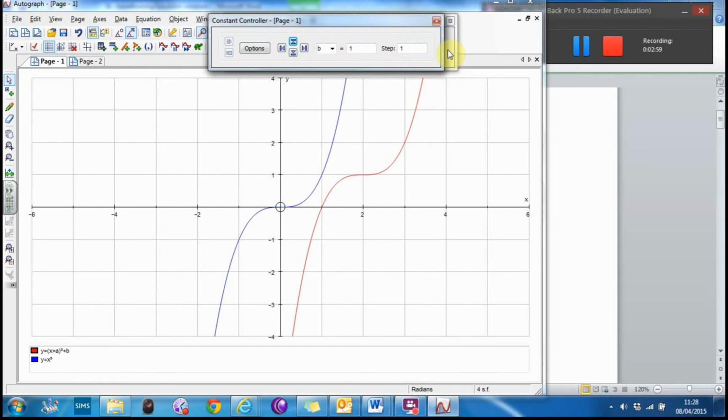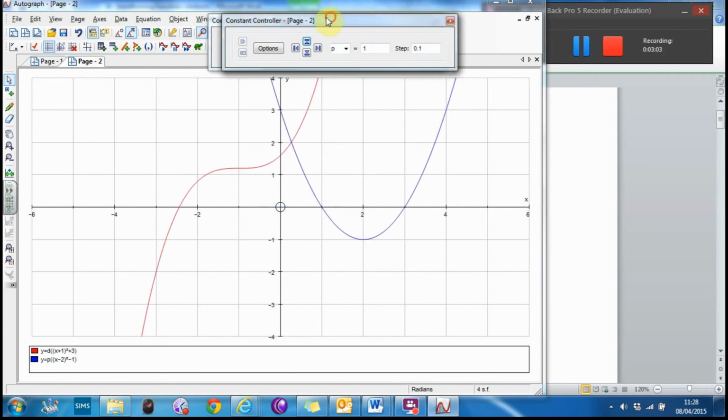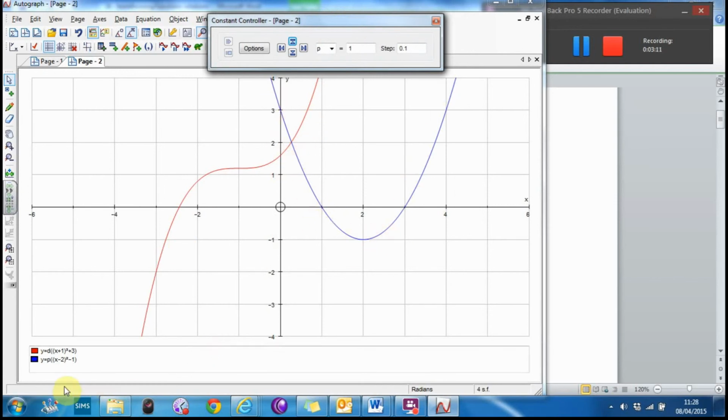Let's have a look at the stretch. So I've got two functions here. I've got the cubic function here, and I've got the quadratic function here. So let's start with the quadratic function. If I adjust this, it's going to stretch it in the y direction. Now, notice that it's getting longer and thinner.